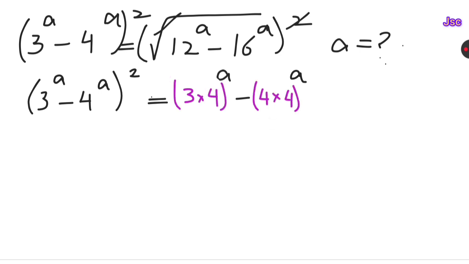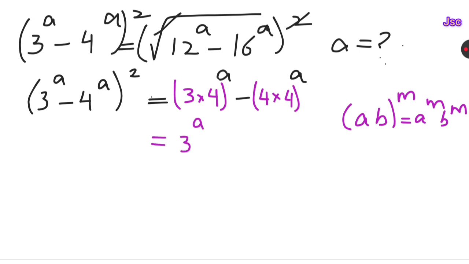Now it is in the form of (ab) whole raised to the power of m. We can write this as a raised to the power of m, b raised to the power of m. So use that property here. We can write this as 3 raised to the power of a times 4 raised to the power of a. Similarly here also, 4 raised to the power of a times 4 raised to the power of a.